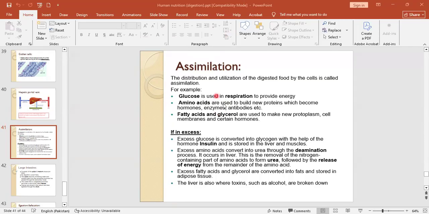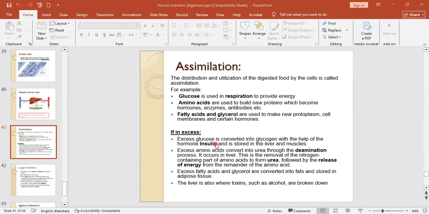All right. Did you understand this assimilation? What happens with the glucose? Respiration. What happened to amino acid? Helps in building up of the new proteins as in hormone, enzyme, antibodies, or helps in the repairing. Fatty acid and glycerol, they help in making of the new protoplasm, the cell membrane, in making of some of the hormones. Plus, these are the three major functions of the nutrients.